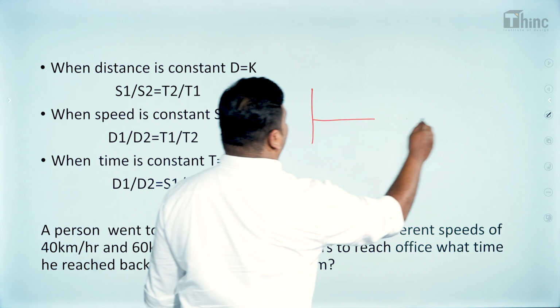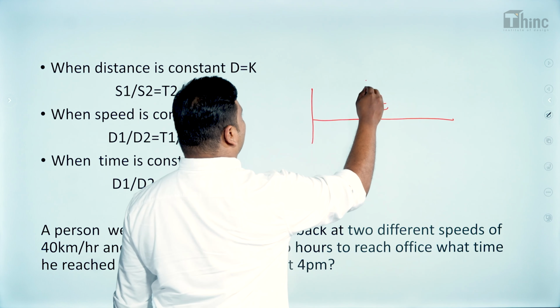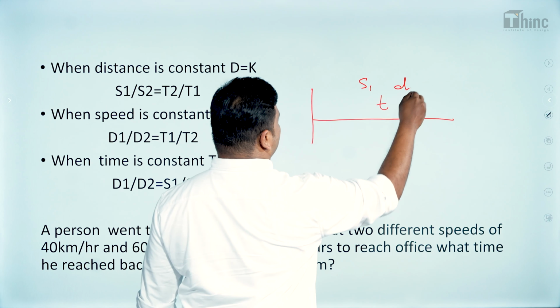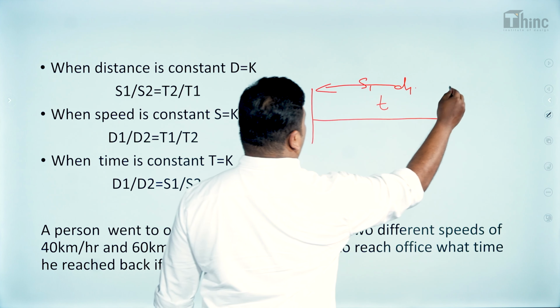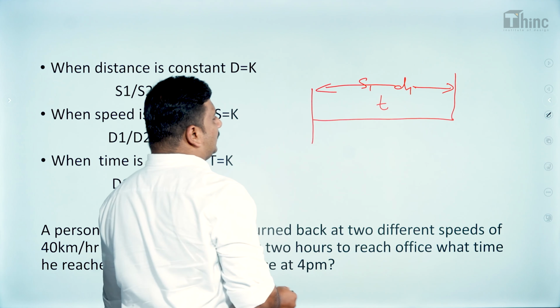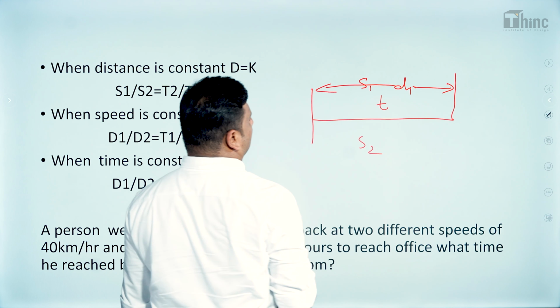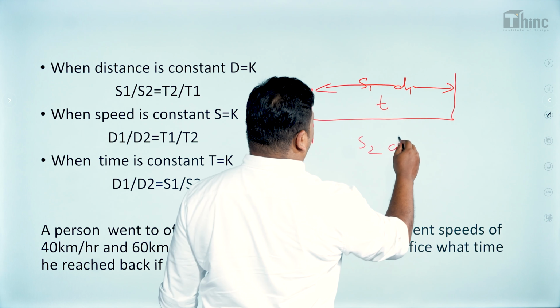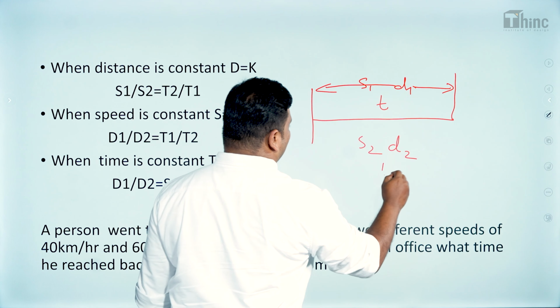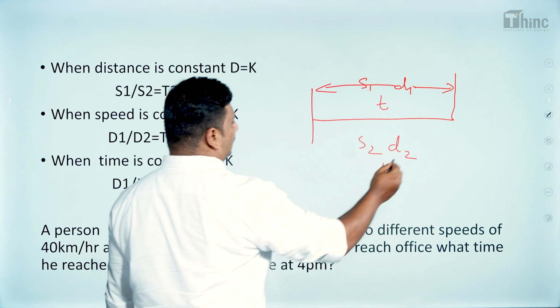Say a person is traveling for a time t. Initially he is moving at a speed of s1, so the distance traveled is d1. Let's say this is a distance. Now he is moving at a speed of s2 and he's covering a particular distance d2. But again, the time taken to cover d2 at a speed of s2 is the same.